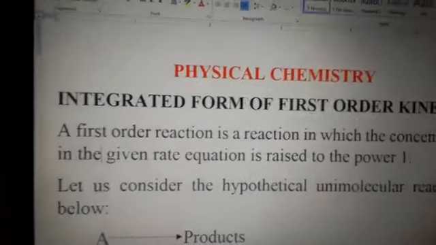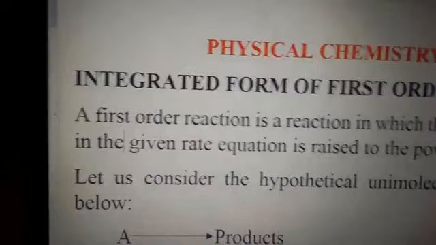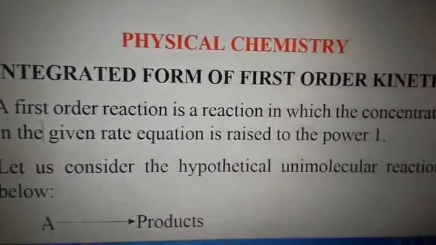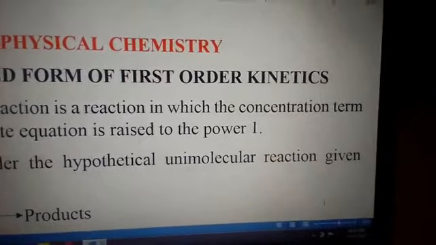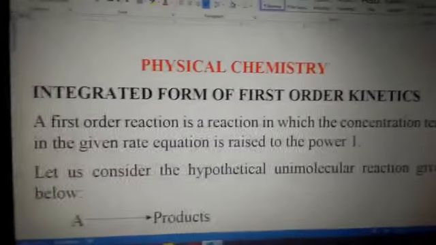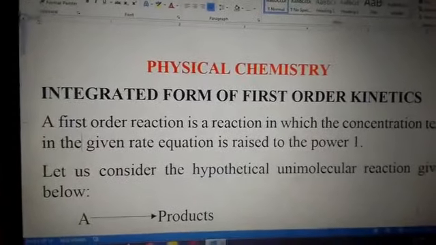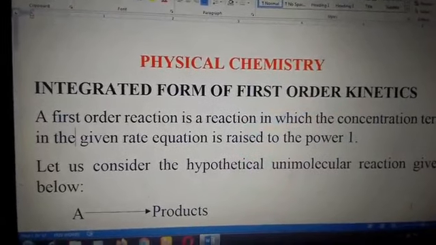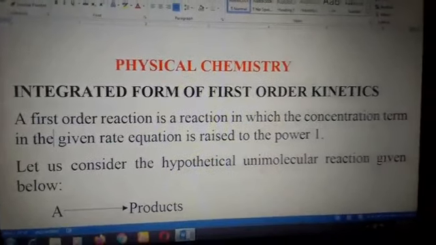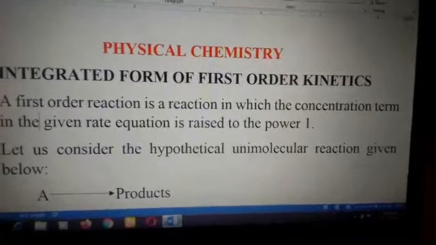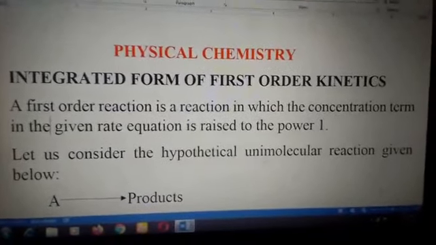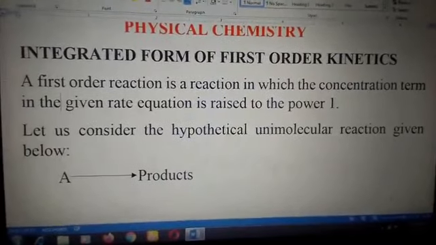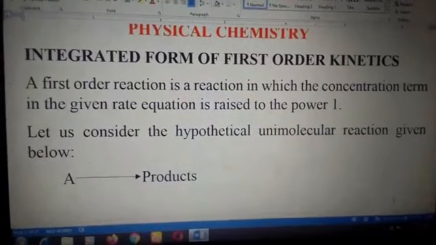So we'll start. A first order reaction is a reaction in which the concentration term in the given rate equation is raised to power 1. As we explained in the first video on chemical kinetics, a reaction is first order when the concentration term in the rate equation is raised to power 1.